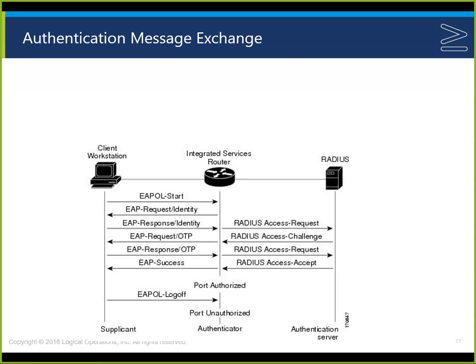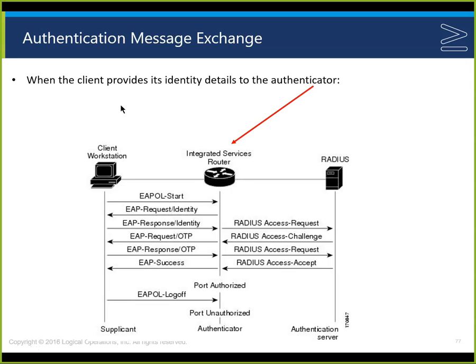The workstation will then encrypt the challenge with its password and send it back, and the Radius server is then going to do the decryption to see if it can decrypt the challenge with the stored password. Then we're going to be authenticated. The port's authorized. Otherwise, it stays in the unauthorized state until we log off. Once we log off, the port becomes unauthorized. The client provides its identity details to the authenticator.